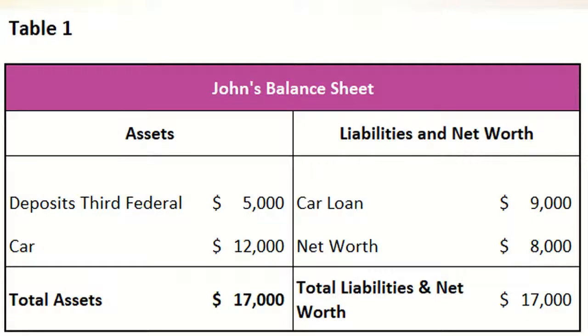Table 1 is John's balance sheet. John banks at Third Federal. Note that John's assets total $17,000 and include $5,000 cash that he has deposited at Third Federal and his car valued at $12,000. His liabilities include his $9,000 car loan. The difference between his assets and liabilities equals John's net worth, or in this case, $8,000.